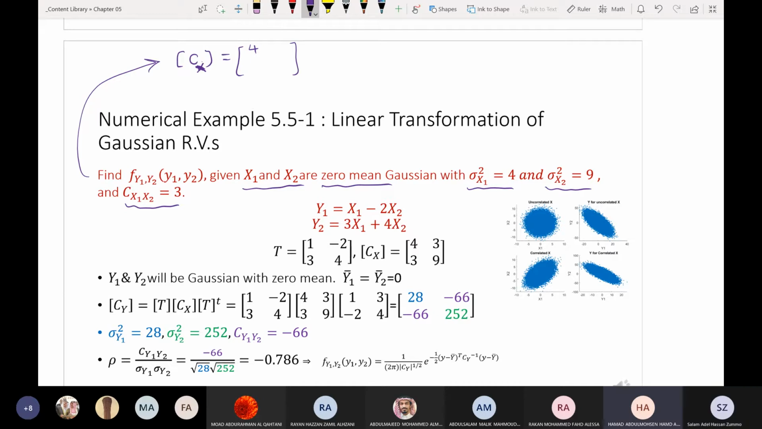Then 3 here, which is CX1 X2, the covariance. And 3 for CX2, then 9, which is the variance of X2. So basically, in general, just to remind you, this is the variance of X1, the variance of X2, and we have CX1 X2, which is the covariance. We talked about it before.